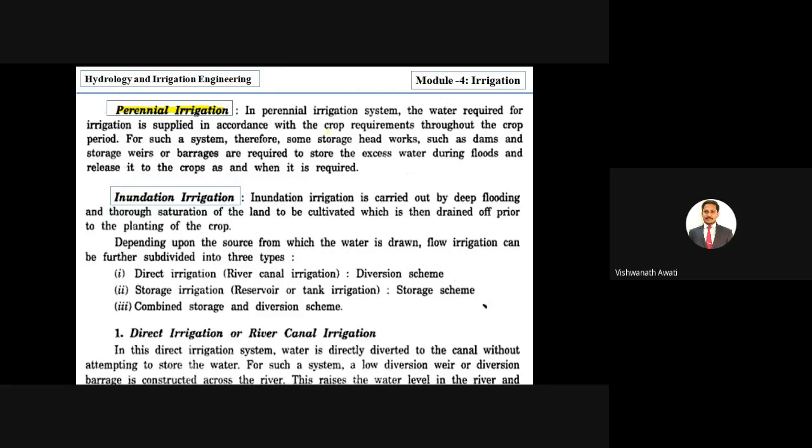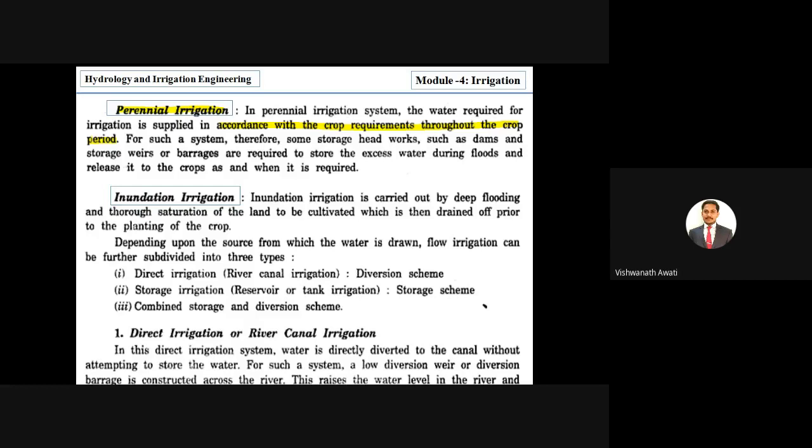See, water is supplied in accordance with the crop requirement throughout the crop period. So why it is called perennial irrigation, because the water is supplied in accordance with the crop requirements throughout the crop period. So we have from seeding time to harvesting time, right. In between it requires some water up to the wilting point.